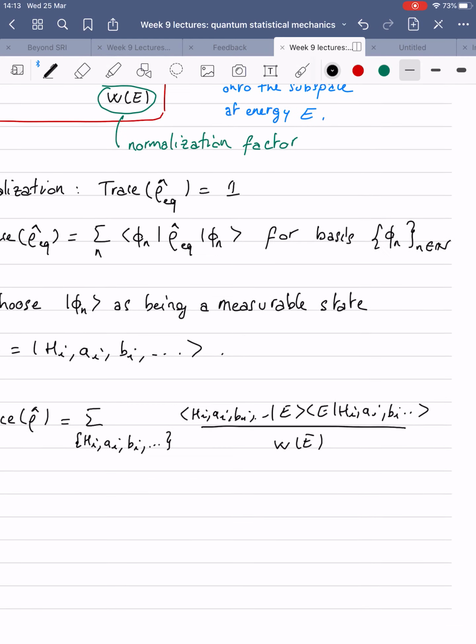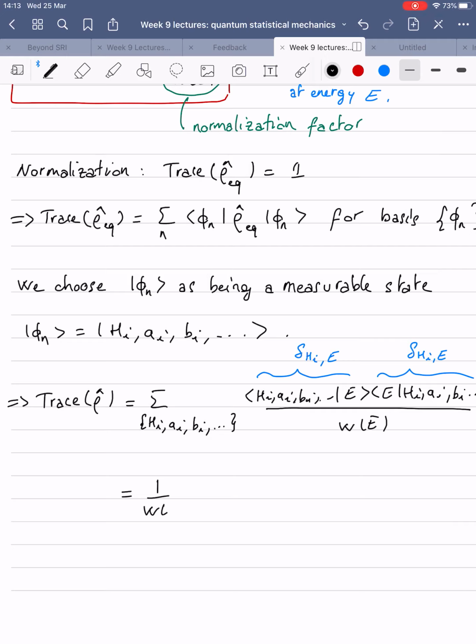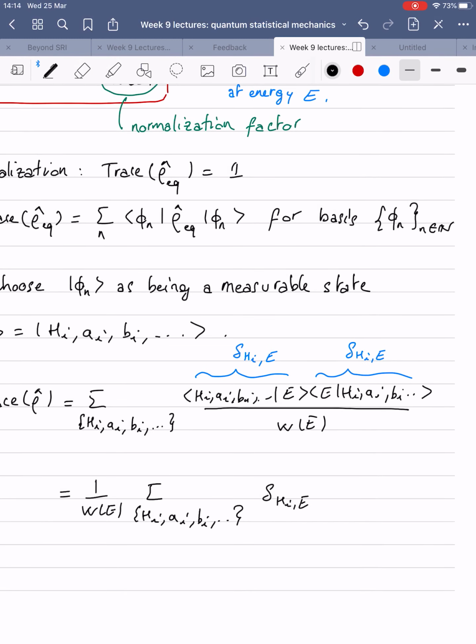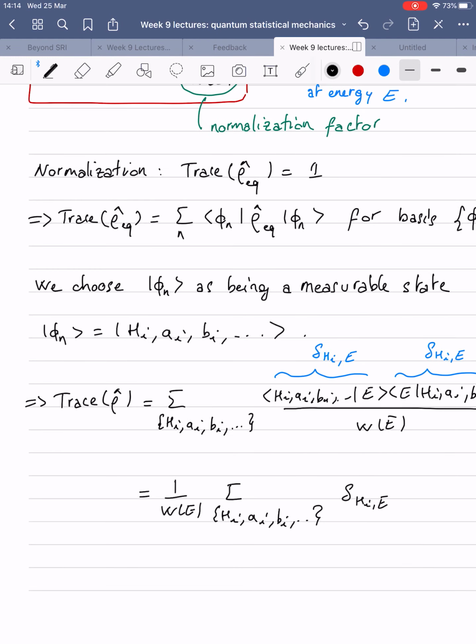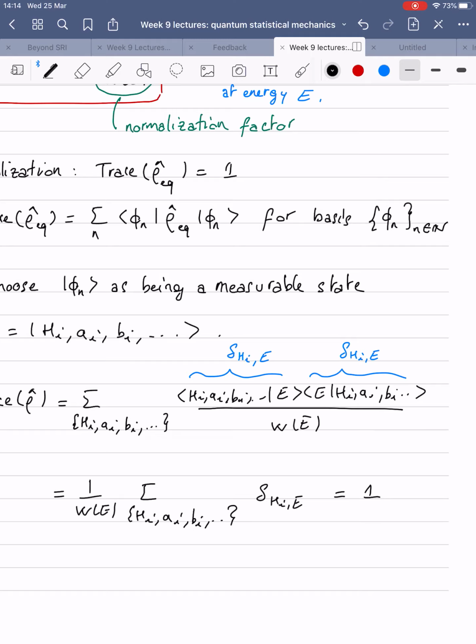Then I can acknowledge a few things. The first is that this particular quantity is delta of H_i, E, and likewise here we get delta of H_i, E. So basically we get the same object, a Kronecker delta of H_i, and then you're kind of done. At the end of the day, we get 1 over W of E, and then the sum over H_i, A_i, B_i, etc., of delta H_i, E. Now, remind ourselves that this has to be equal to 1.